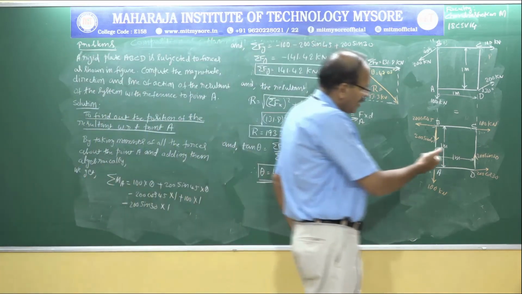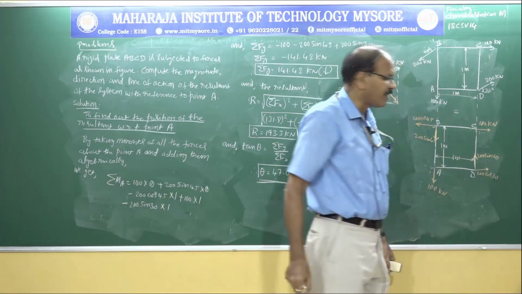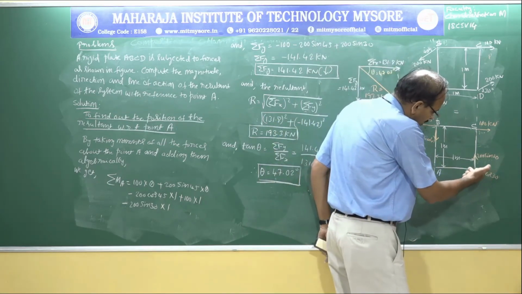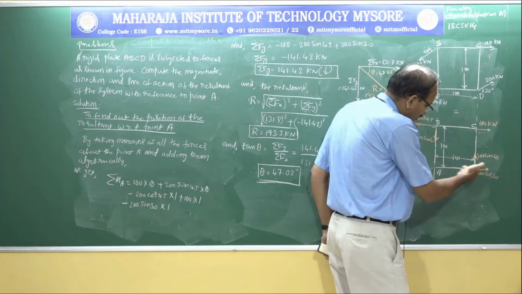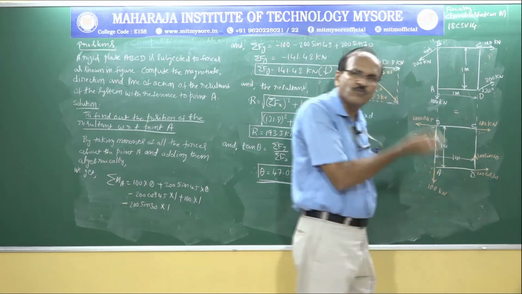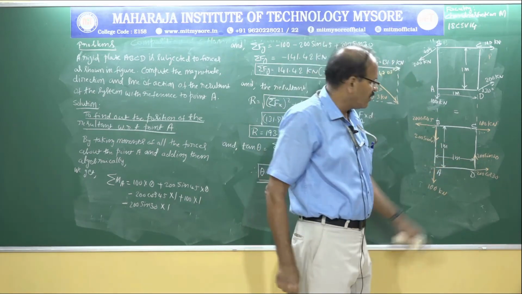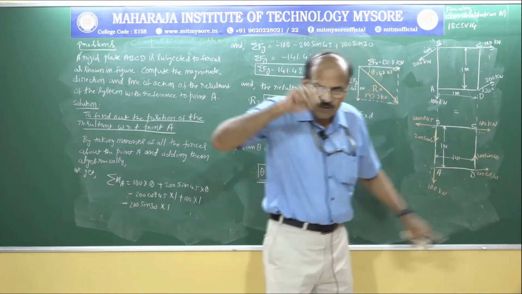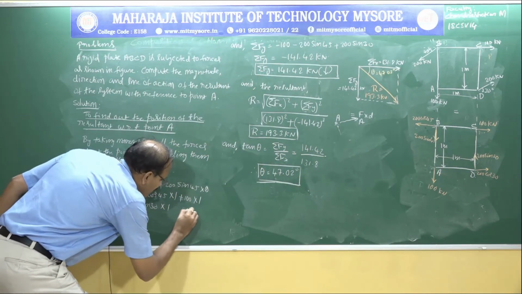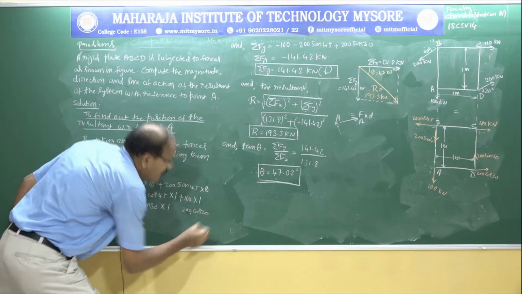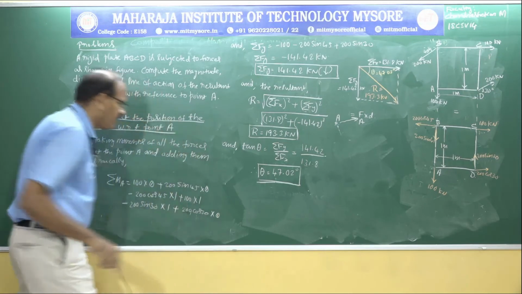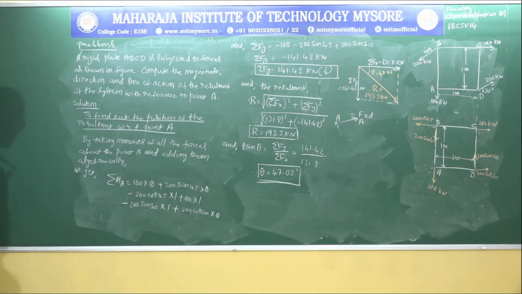Next, there is a horizontal component of 200 kilonewton force. Again, the line of action of this force is passing through the point A. So automatically this force does not cause moment about A. So that's why 200 cos 30 is the force, multiplied by 0 is the distance. That is 200 cos 30 multiplied by 0. It doesn't matter whether you put plus or minus.